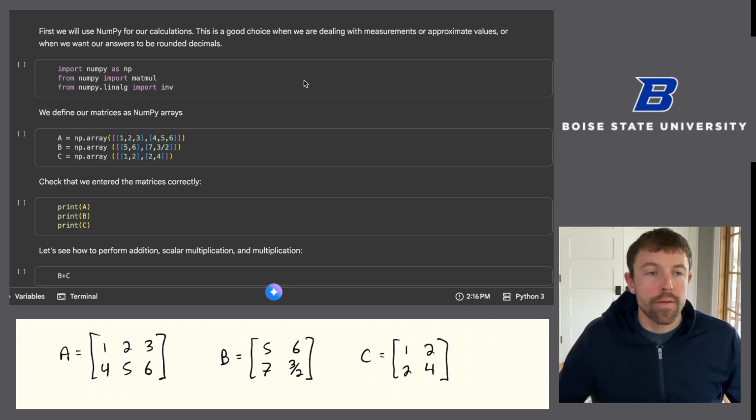In this video, I'm going to look at how we can use Python in order to do computations with matrices. I'm going to look at two options. One is to use NumPy and the other is to use SymPy.